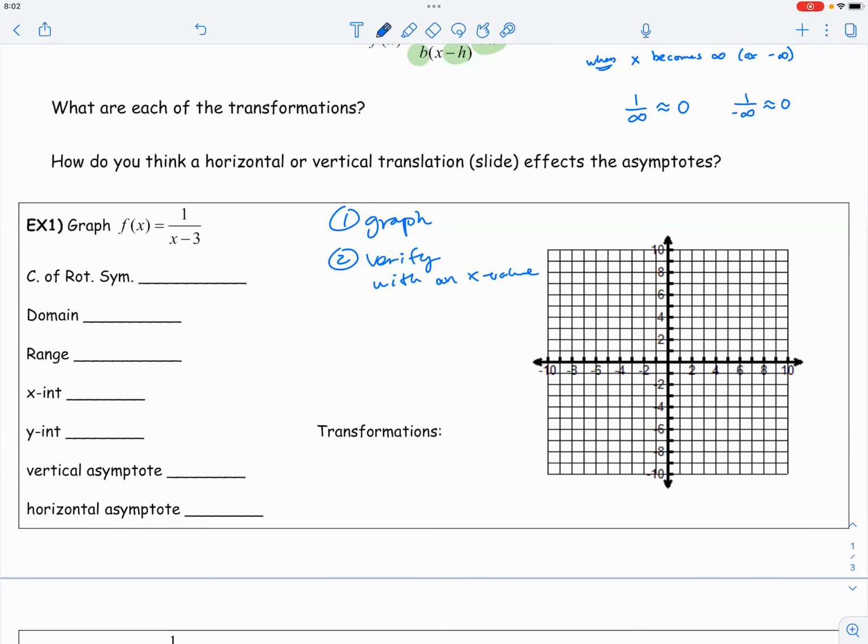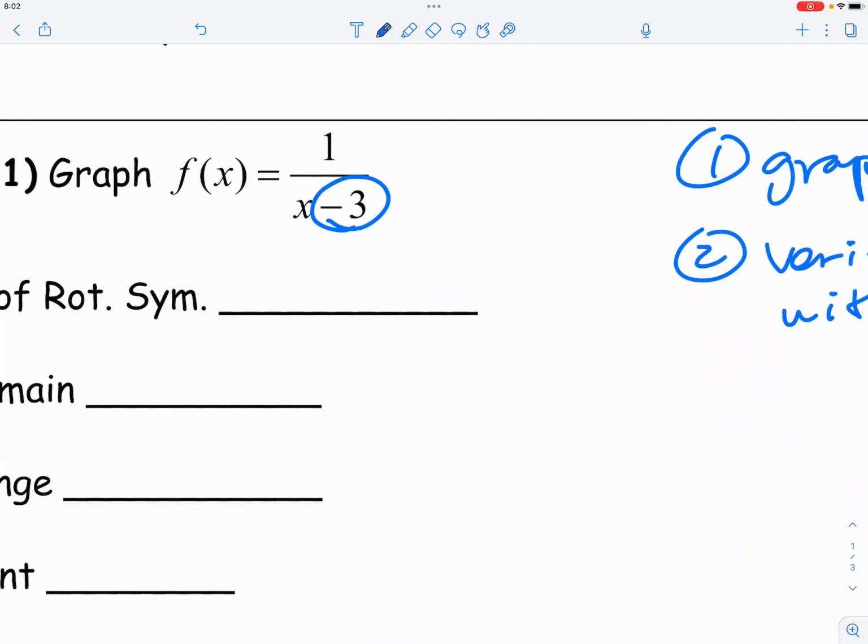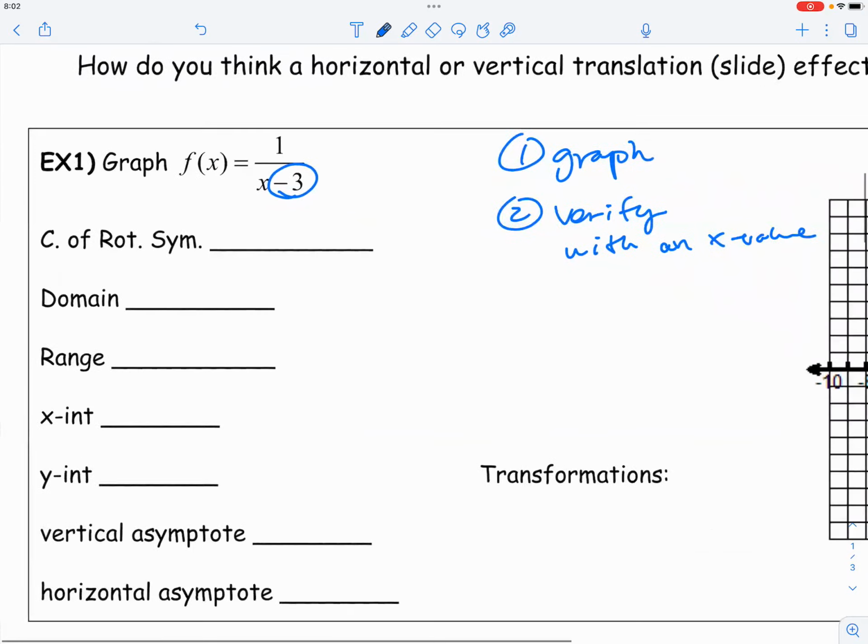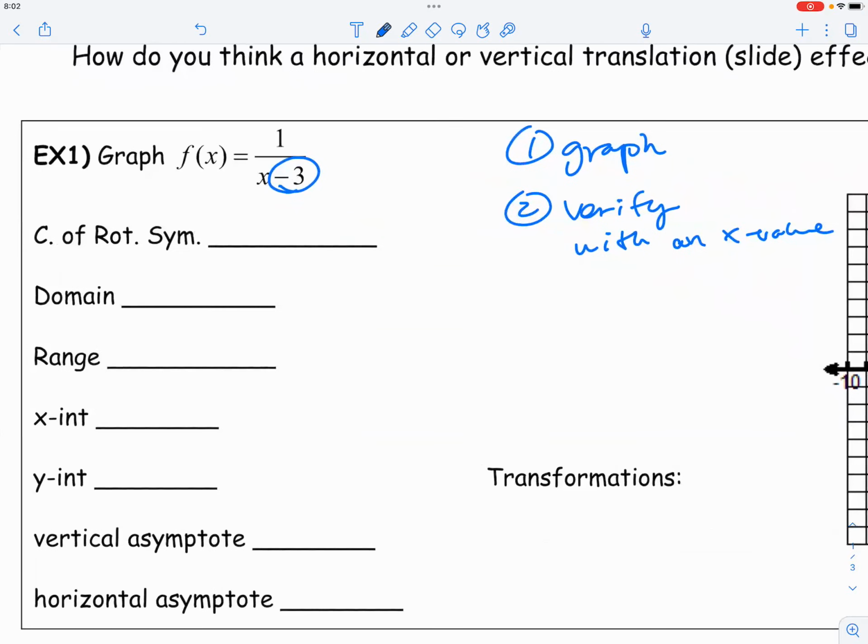So how do we graph it? Well, let's look at this -3. It's right next to the x. What does it mean? What's the transformation here? Is it left or is it right? Right. Okay, so moving to the right, shift right for 3 units.